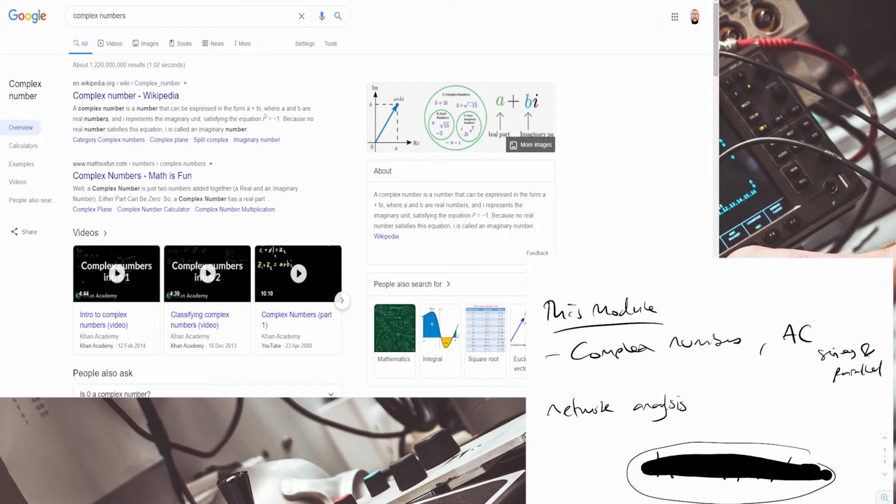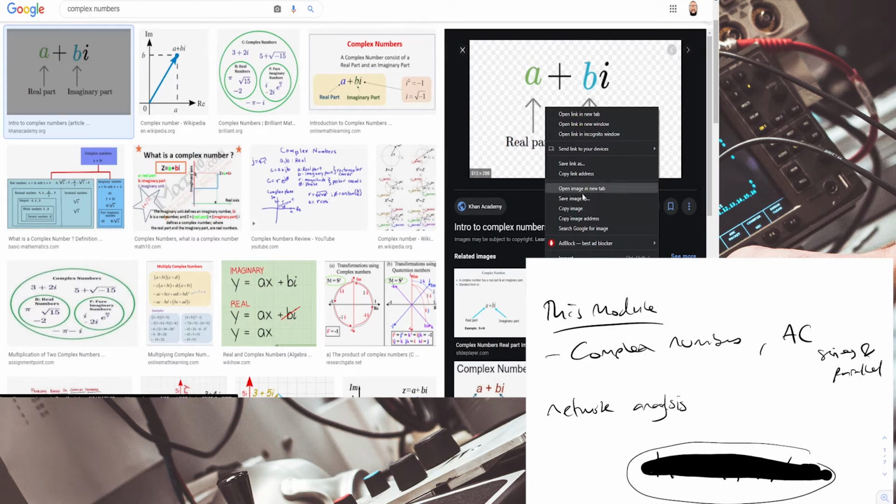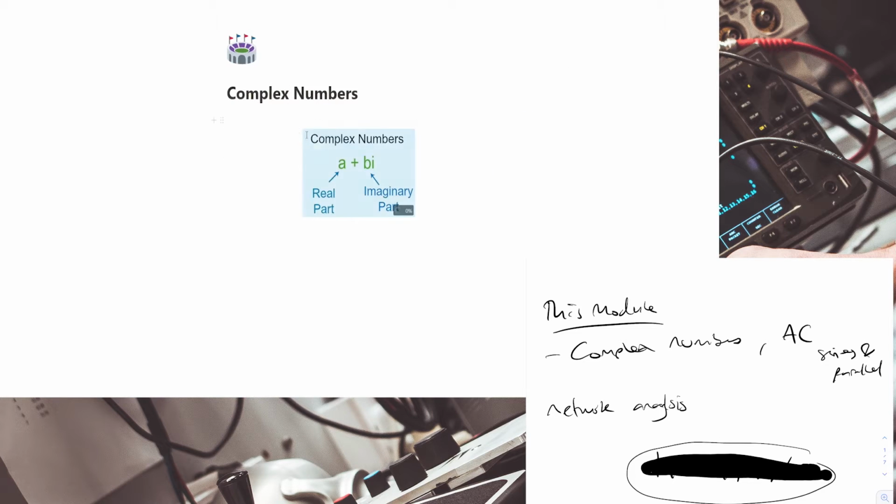Can't really see my screen. Okay, so a complex number is a number that can be expressed in the form a plus bi. Yeah, I remember. The real part and the imaginary part. So I'm not going to go into complex numbers too much right now. I just want to have an idea of it. Complex numbers, a plus bi.